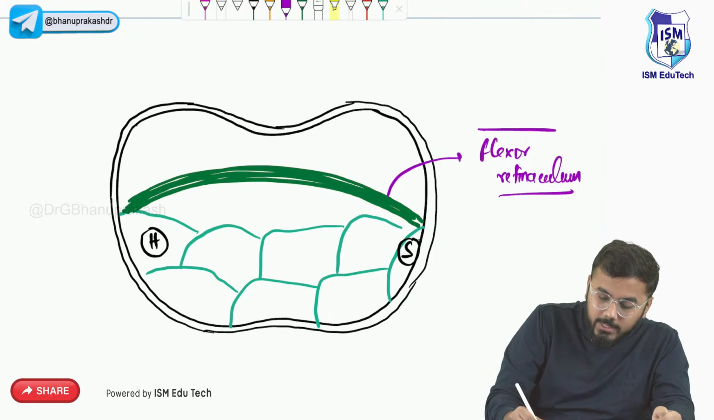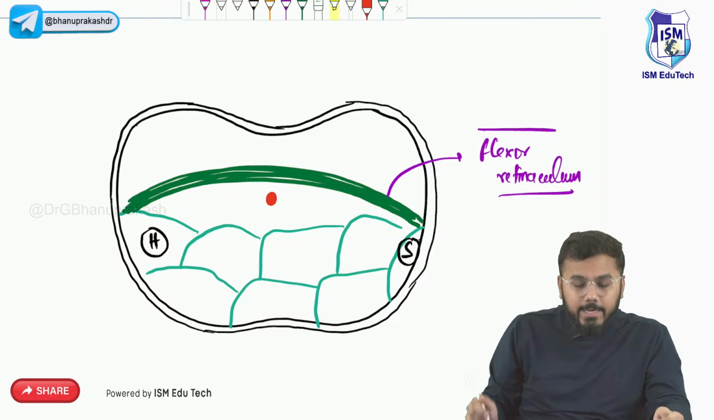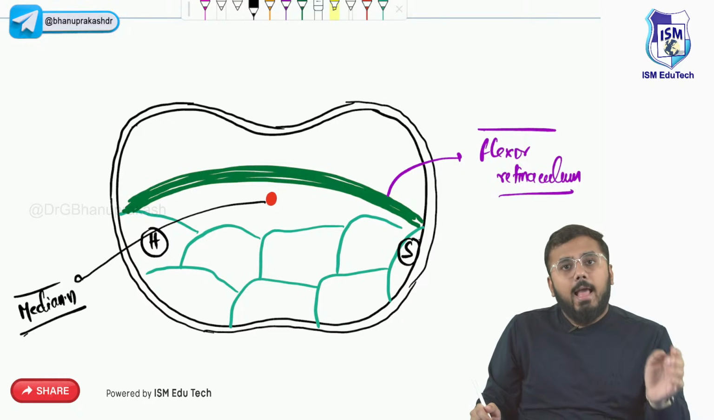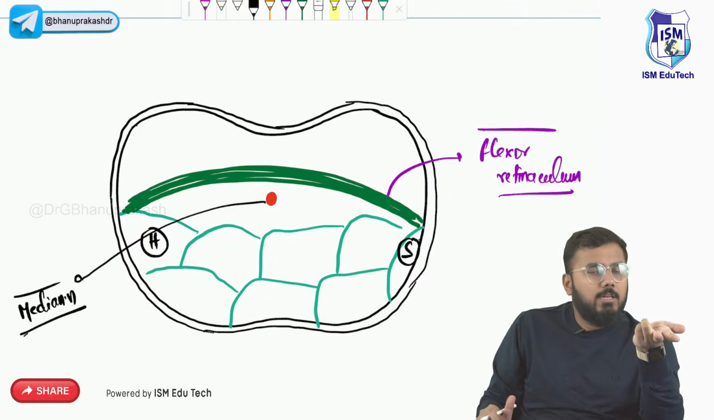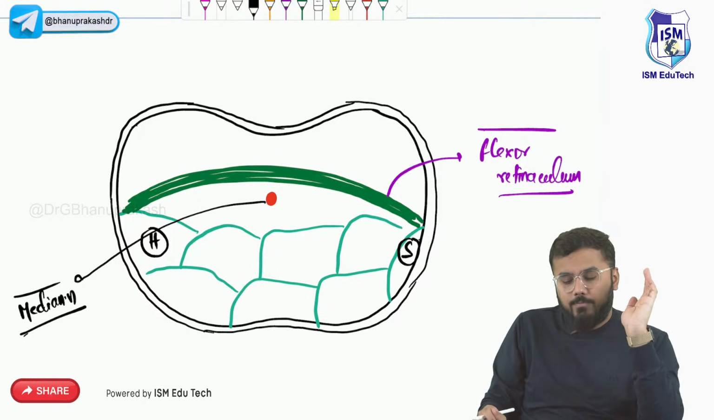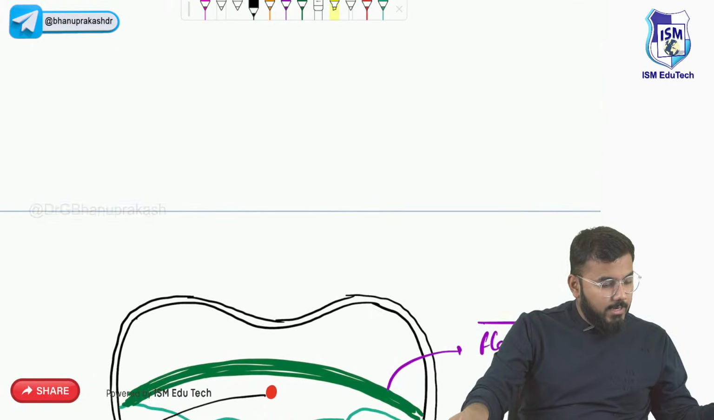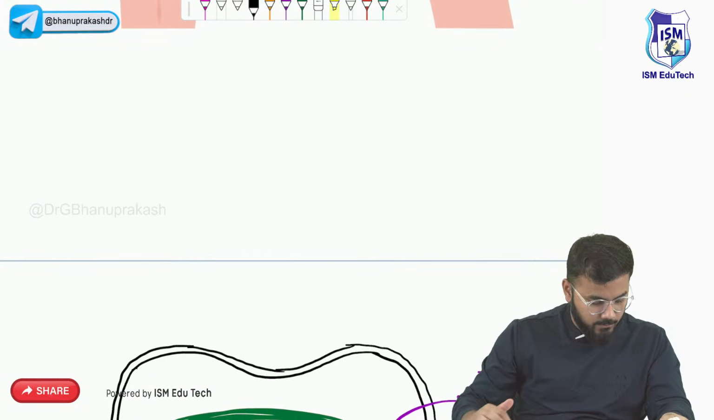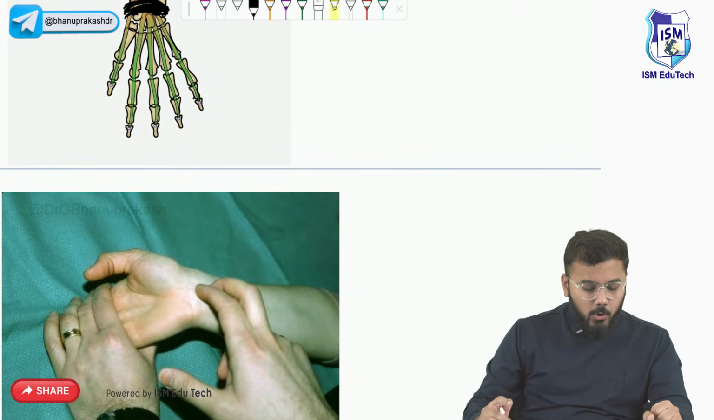Okay. The next important thing is that the nerve which passes in the center here is called the median nerve. Along with the median nerve, I have already told you, flexor digitorum profundus, superficialis, and flexor pollicis longus also pass through that. Clear? Is everyone clear, guys? Very good.